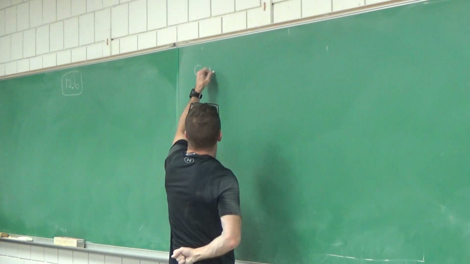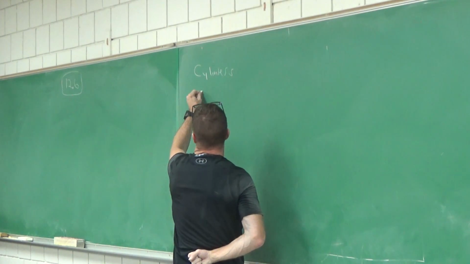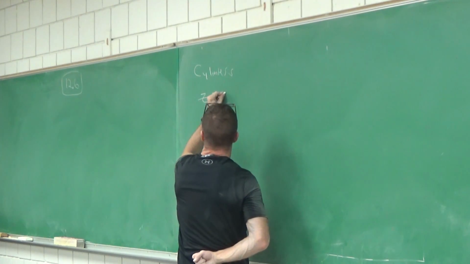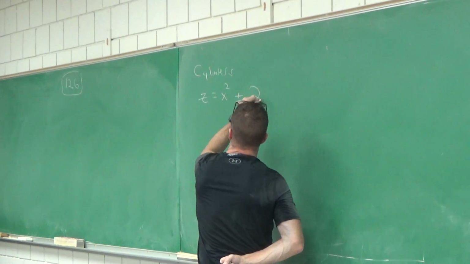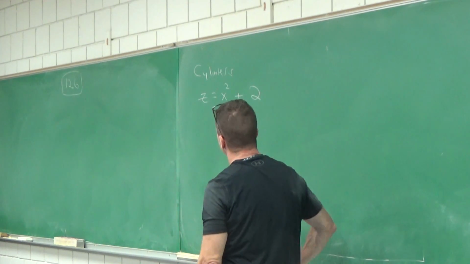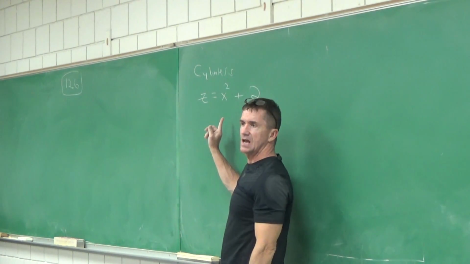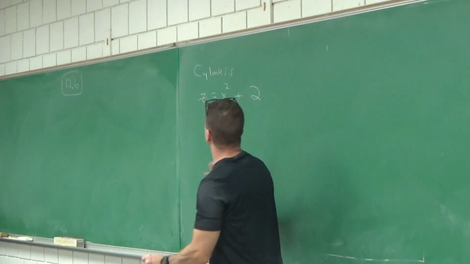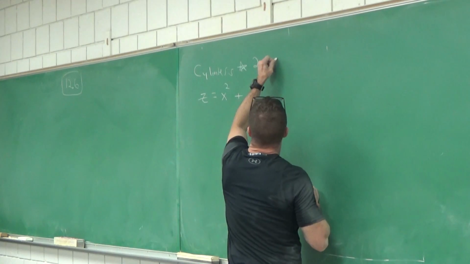The secret with cylinders, you know, they might have x squares in there and y squares and stuff. Here's an example. Z equals x squared plus 2. That's an equation of a cylinder. The secret is, how many variables are in this equation? That's what I want you to see. So for cylinders, you'll only see how many variables?